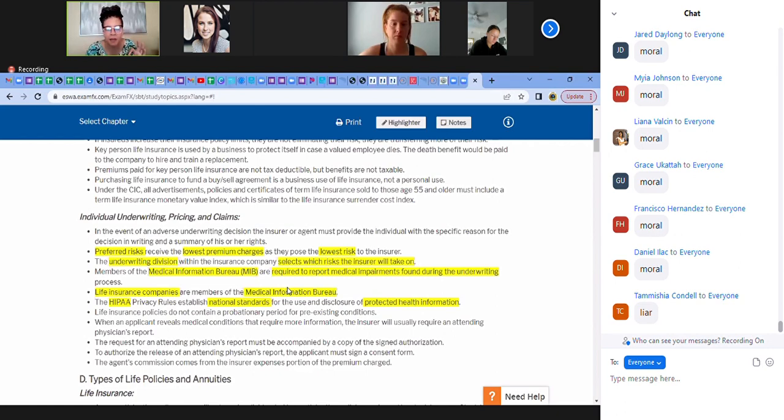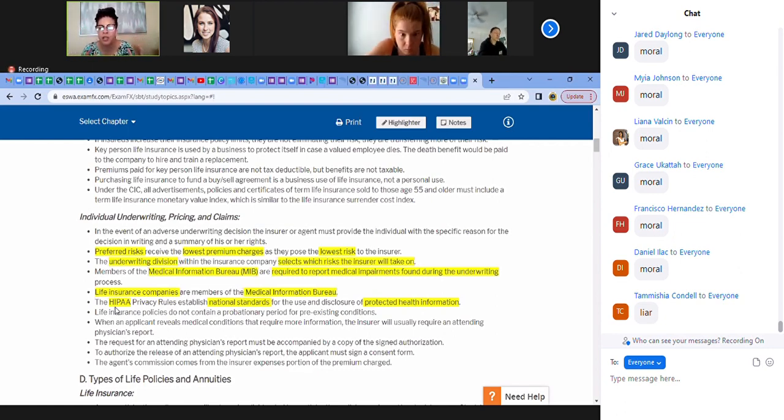So that's the MIB. People mix up the MIB with HIPAA. HIPAA and MIB are different. So HIPAA deals with protected health information. So the insurance companies on the MIB, it doesn't matter. It's mandatory. It's law. They have to report it. They found out you got diabetes, they got to report it. They found out you got cancer, they got to report it.